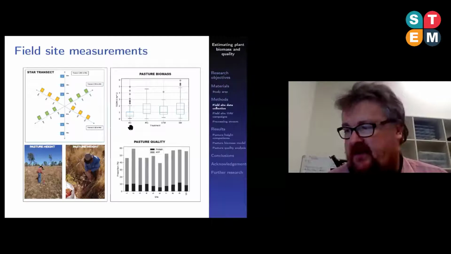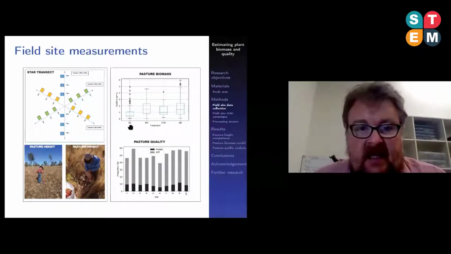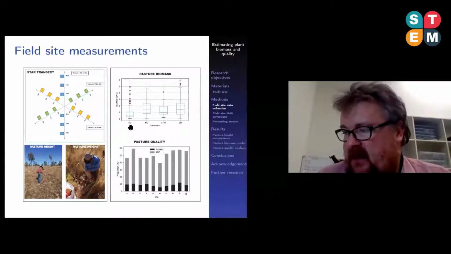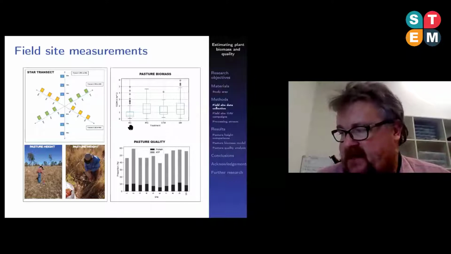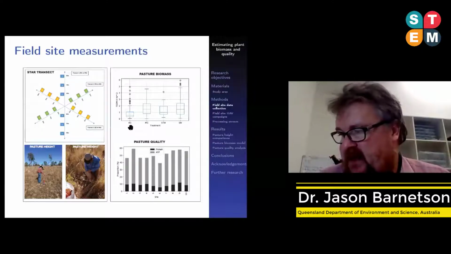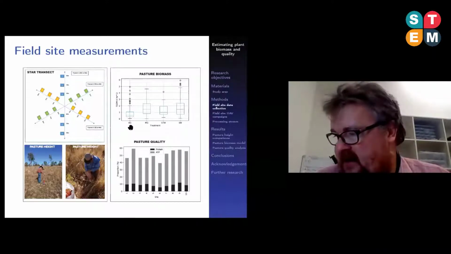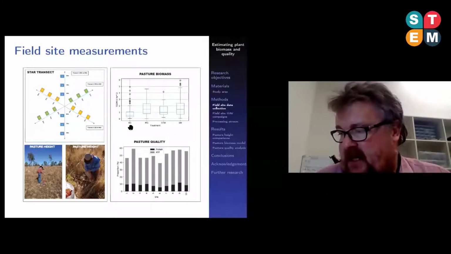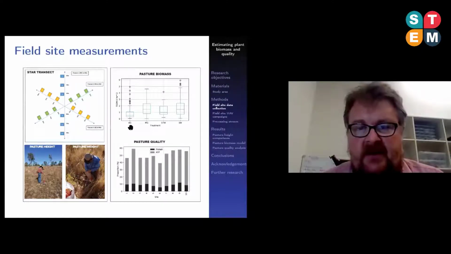At each of these field sites, a range of measurements and samples were collected using a star transect method. Along each of these sample transects, 18 biomass and rising plate height quadrats were established. Samples of biomass were weighed to determine the total standing dry matter, as well as chemical analysis to determine both crude protein and acid detergent fibre as measures of both yield and digestibility.